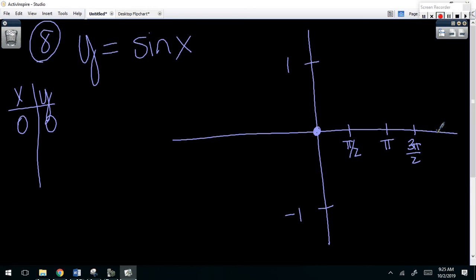This would be 2 pi. We're going to do the same thing on the other end. We're at 3 pi over 2. That's 1.5 pies. That's 3 over 2 times pi. That's like 1.5 pi.